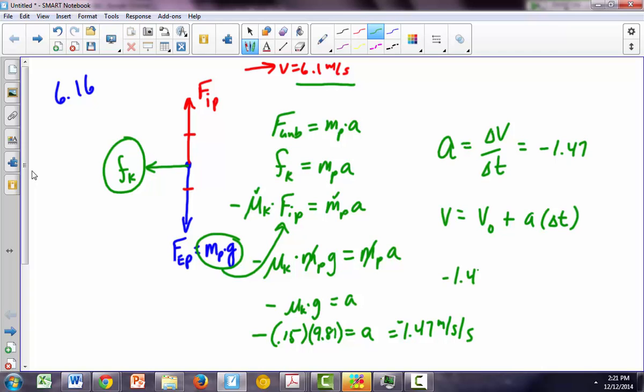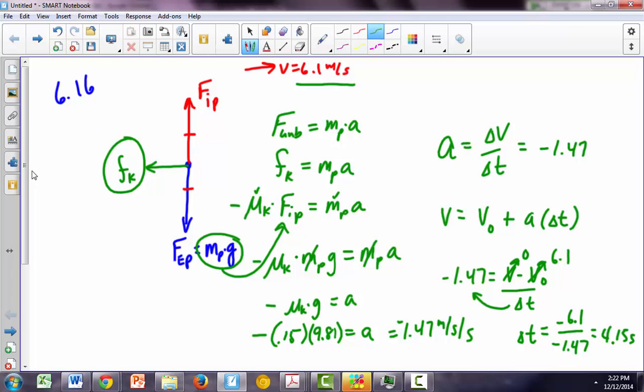So negative 1.47 equals V minus V0 over delta T. V is 0, V0 starts out at 6.1. If I rearrange this, move the delta T over here, divide by negative 1.47, I've got negative 6.1 over negative 1.47. I get 4.15 seconds. Let's see if that works.